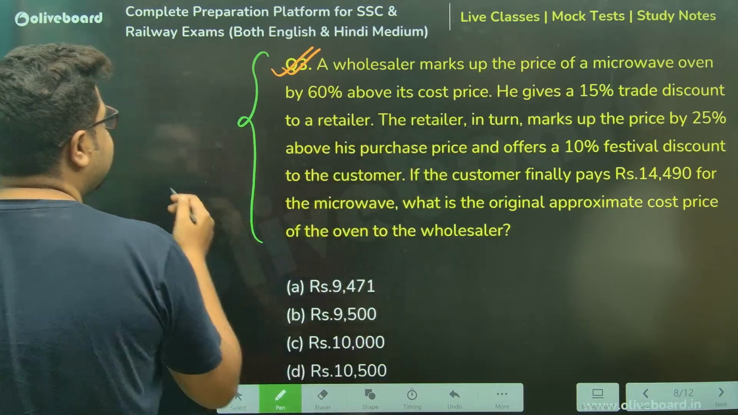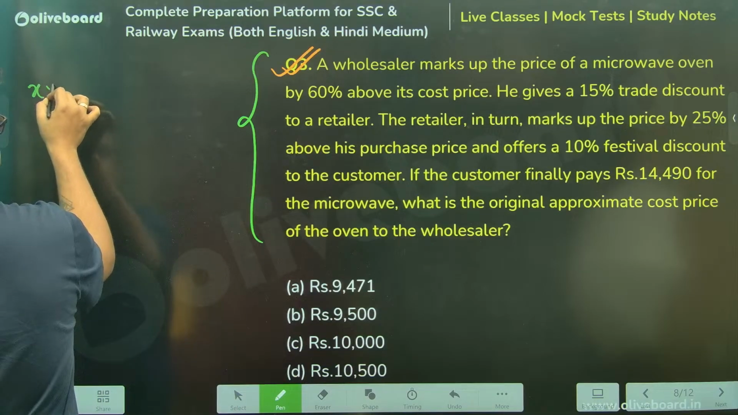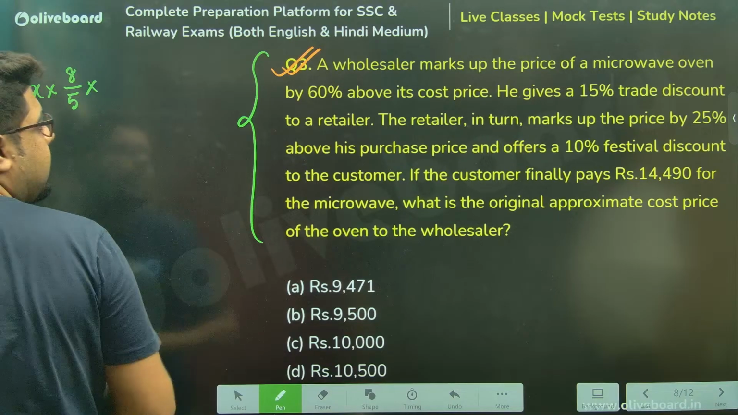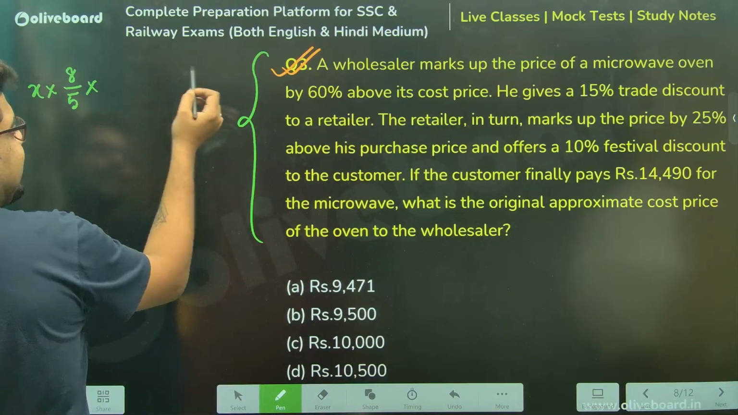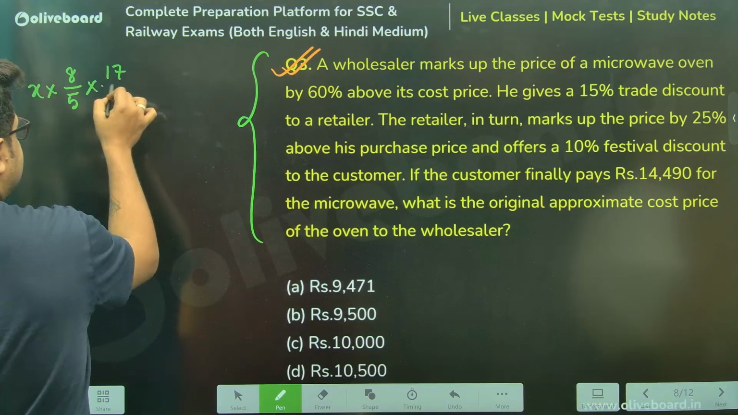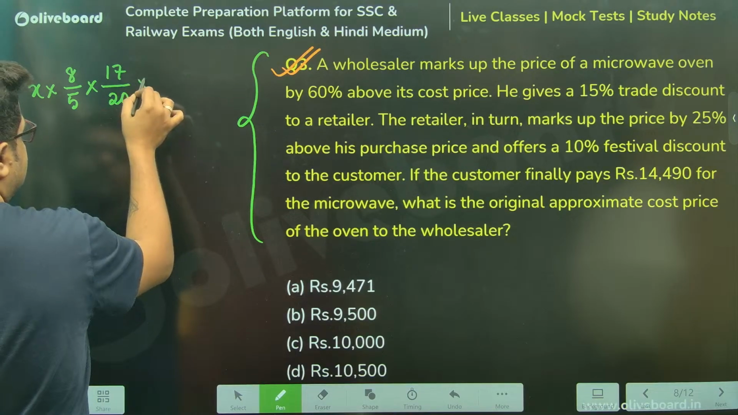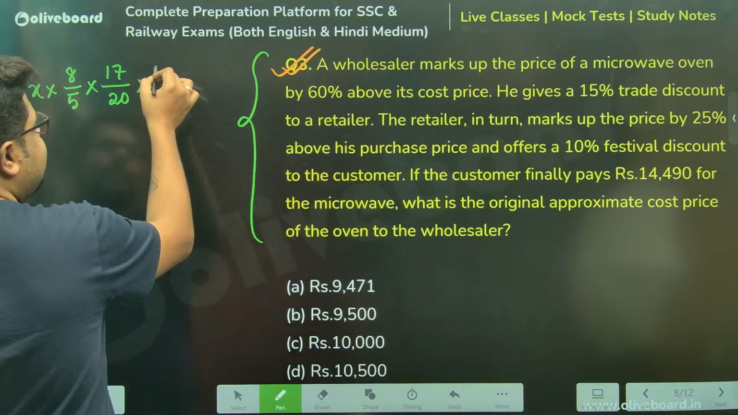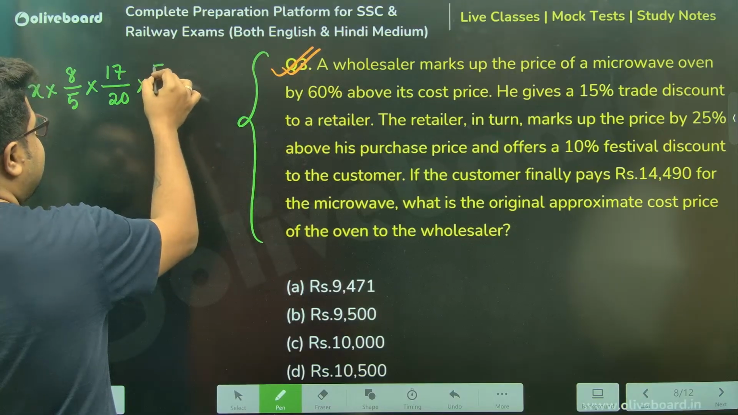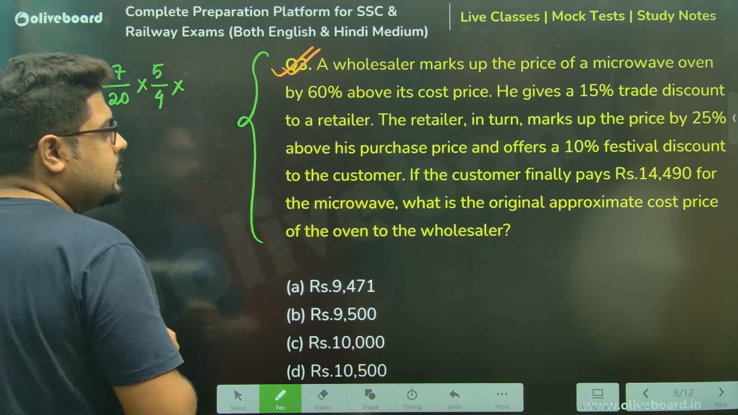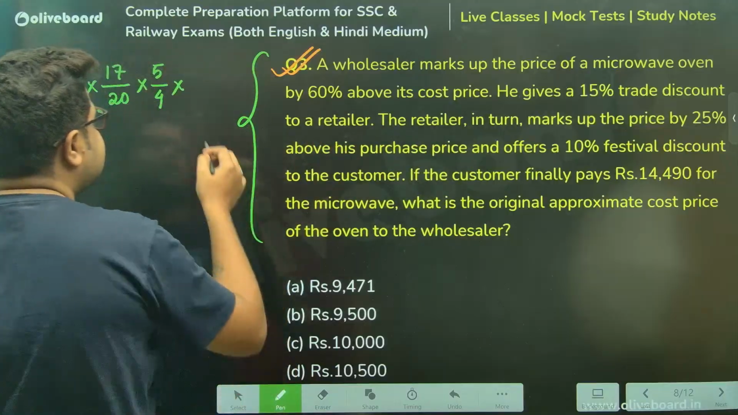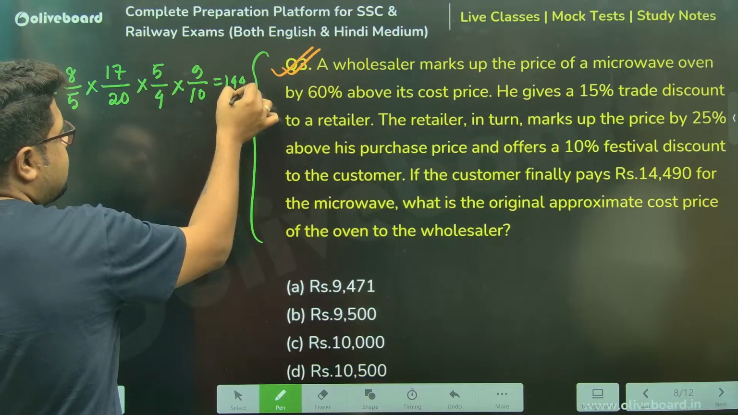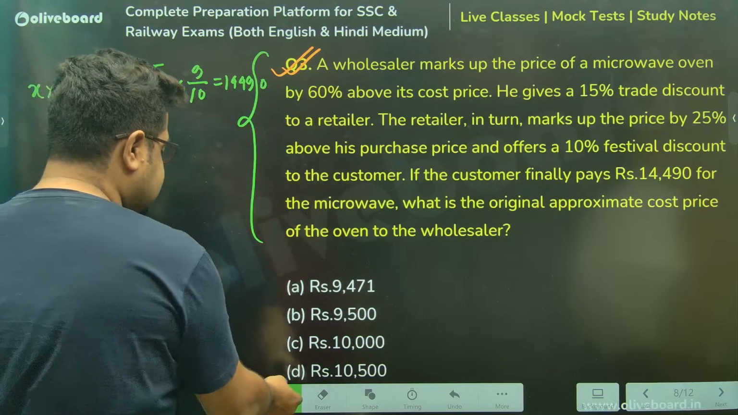Marks up the price of the oven by 60%. Sir, X is cost price, 60% meaning, sir, 160. 160% meaning 8 by 5. 15% discount meaning, sir, 85%. That is 17 by 20. Then the retailer marks it up by 25%, meaning 125. 125% meaning 5 by 4. Offers a 10% festival discount, meaning, sir, 90%, 9 by 10. That is given as 14490.